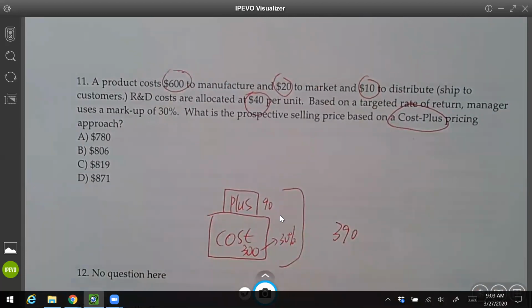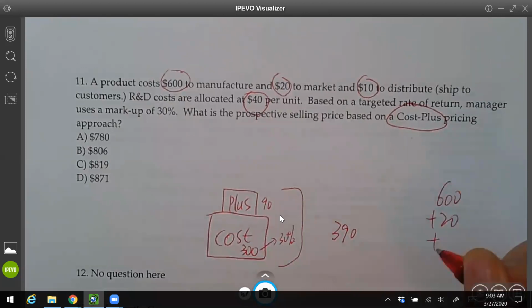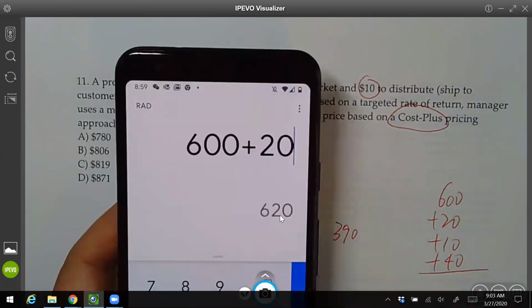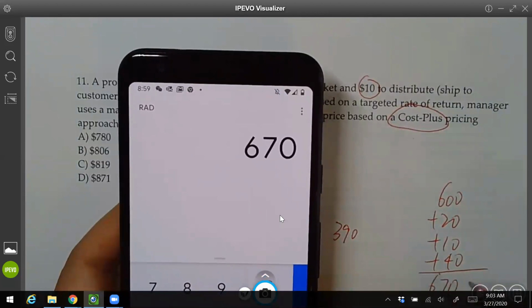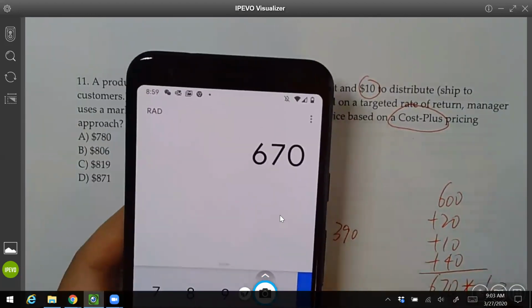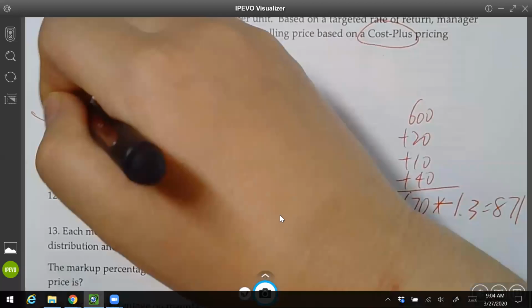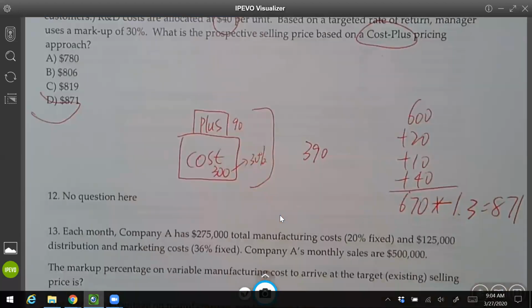670, right? Okay. So let me get my calculator. Sorry about that. Okay, so your total cost is 600 plus 20 plus 10 plus 40, which gives me 670. But I want to mark up 30%, so I have to times 1.3. 1.3 gives me 871. Oh my goodness, I think I got the number. Answer is D, 871. Okay, next one. No question here. We are so lucky. Question 12, no question.